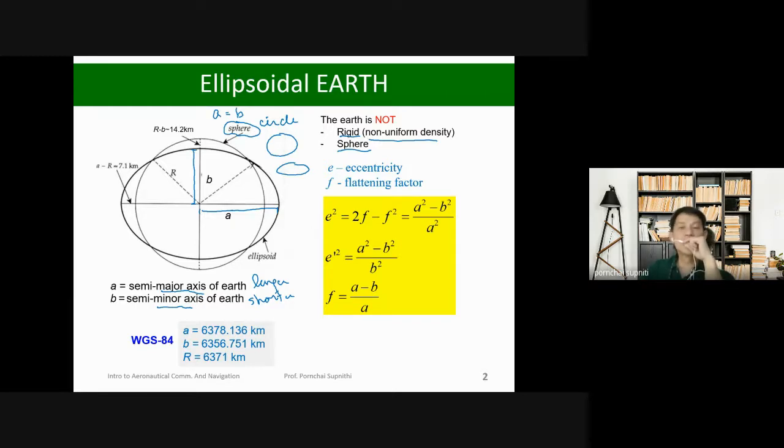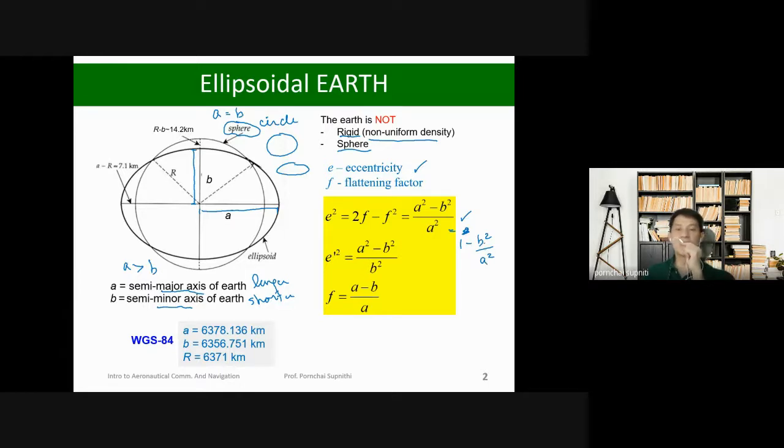Because A is larger than B, we can then compute the difference in size between A and B using two types of parameters. One is eccentricity, which is E. This one is computed from A squared minus B squared over A squared. In other words, it is 1 minus B squared over A squared.